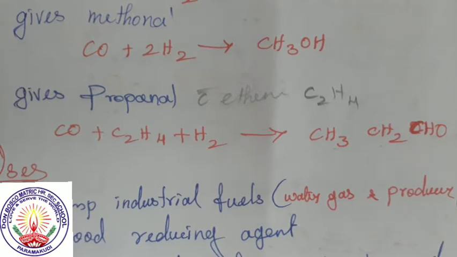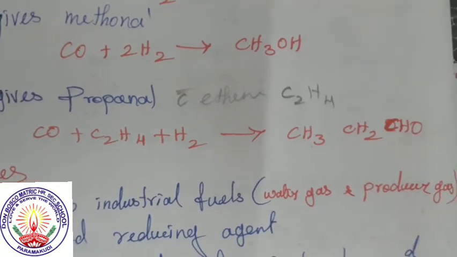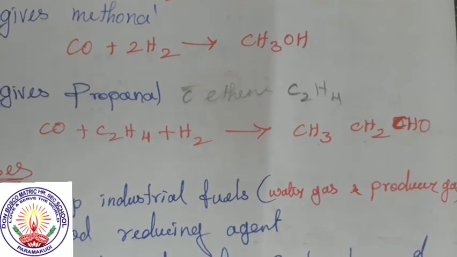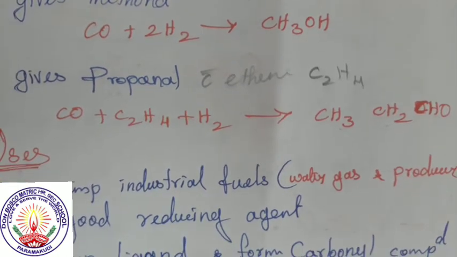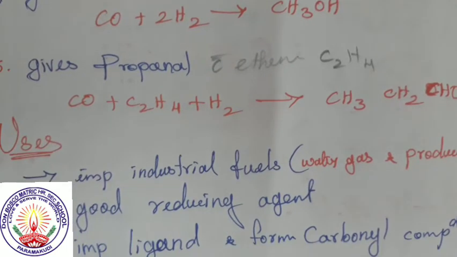It is the main use as a fuel, because out of this we can prepare water gas and producer gas. This water gas and producer gas are used in industries. Therefore, it is an important industrial fuel.